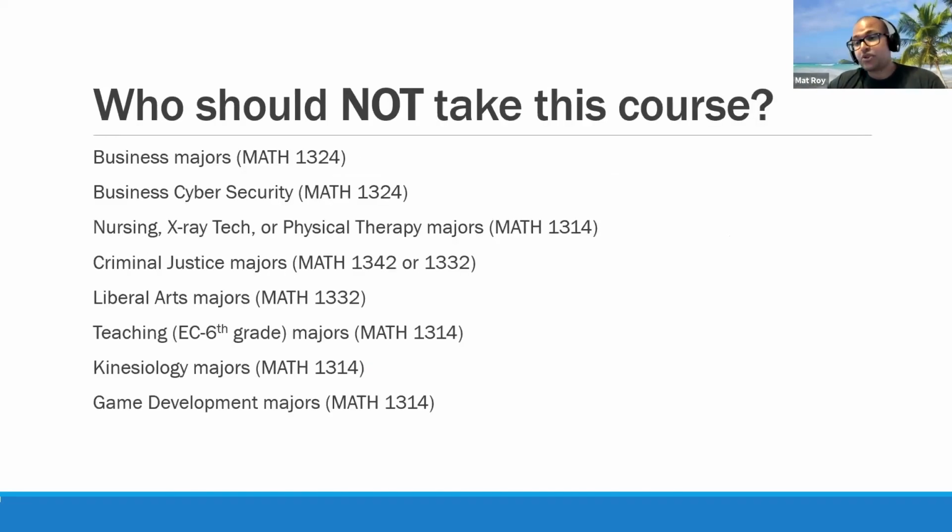Here are some examples of majors who should not be taking Math 1414. Business majors take a different course called Math 1324. It's math for business. Cybersecurity, nursing, criminal justice. Some of these majors take either 1314, which is a much easier college algebra course, or something like 1342, that's statistics. 1332 is liberal arts math. Early elementary education majors would take Math 1314, which again is an easier course. Kinesiology majors and game development majors could also take that Math 1314.